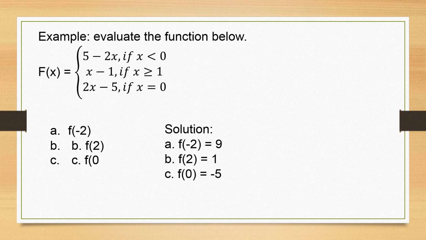For letter C, we have f of 0 is equal to negative 5. In here we are going to evaluate the function when x is 0. If you observe, the one we are going to evaluate is the third one, which is 2x minus 5, as evident that x is equal to 0. So it is only evaluated when x is equal to 0. Okay, we have here the next one.